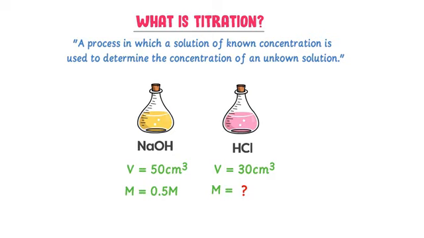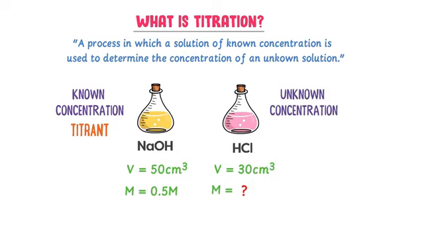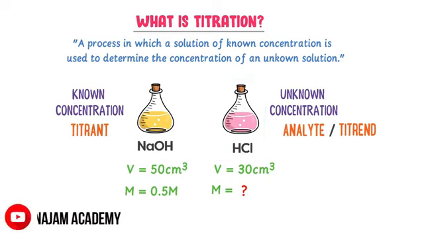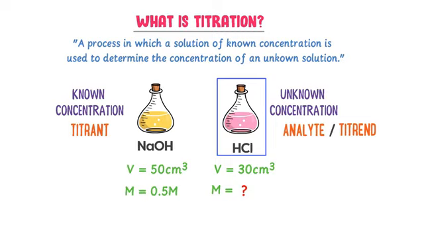Now listen carefully. This is a solution of known concentration. It is called titrant. While this is a solution of unknown concentration, it is called analyte or titrand. In titration, we use this solution of known concentration to find the concentration of this solution. This whole process is called titration.